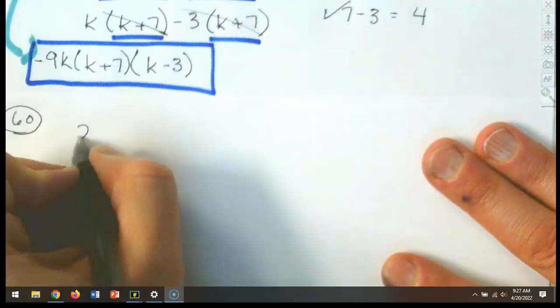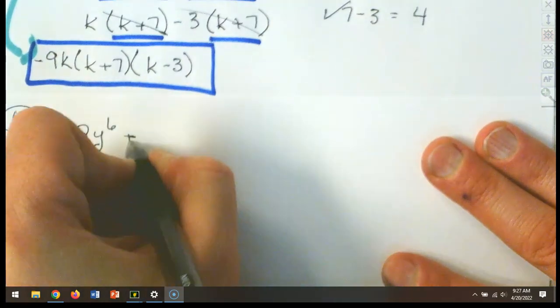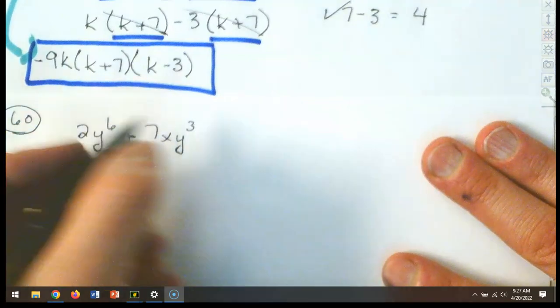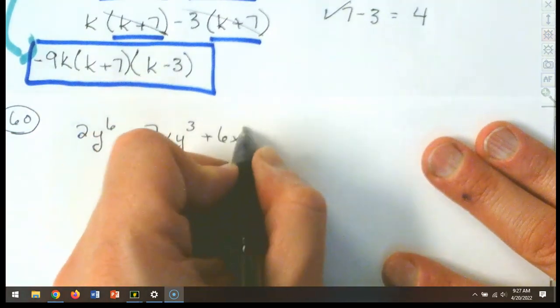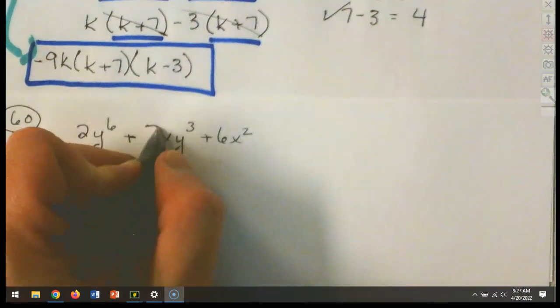So question 60. We've got a 2y to the 6th, plus 7xy cubed, and we've got a 6x squared. All right, well, let's see. And maybe we can't factor anything out. Okay, I don't actually think we can factor anything out.